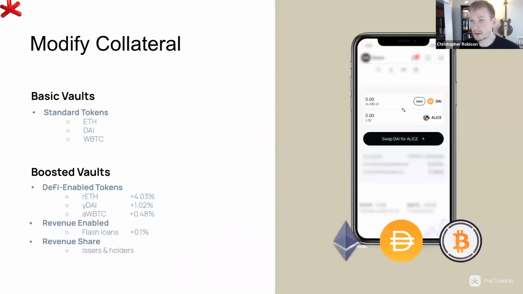You can also modify the collateral of your bonding curve. So of course you can have very straightforward ERC20s backing your meToken as collateral, like wrapped ETH or DAI, wrapped Bitcoin. But you could also have boosted vaults that use slightly more exotic collateral types, such as DeFi yielding ERC20s. So like you could use Rocket Pool's rETH, you could use Yearn's yDAI, Aave's aWrapped BTC, and all of these are earning extra yield. So this liquidity is not just sitting there doing nothing.